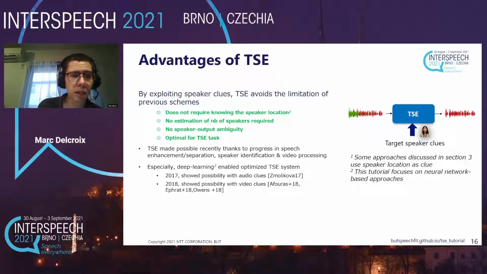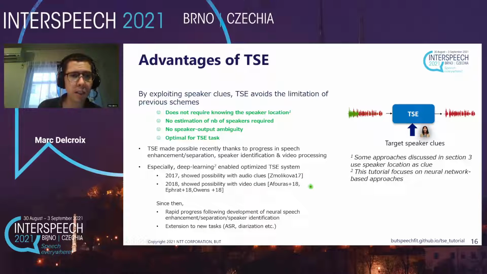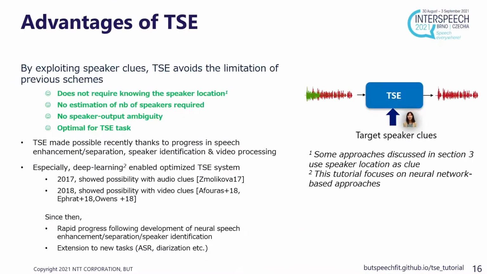And I want to mention that in 2017, we showed that using audio clues, it was possible to realize target speech extraction. And in 2018, people showed that it was possible to use video clues to realize target speech extraction. So you can see it's a fairly recent field of research, I would say. And since then, there has been rapid progress following the development of neural speech enhancement, separation, and speaker identification. And also there is extension to new tasks, for example, ASR, diarization, etc.